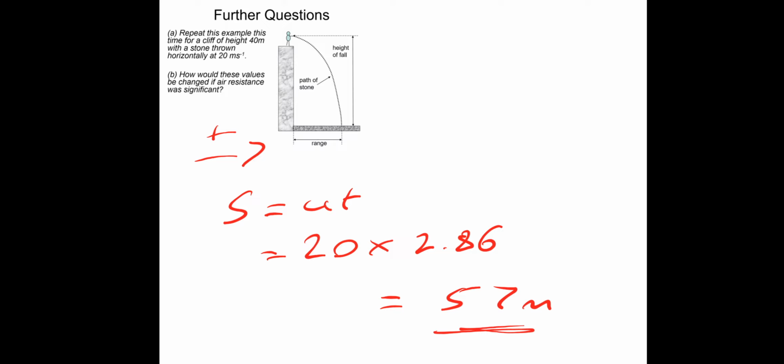Part B, how would these values be changed if air resistance was significant? There'd be a slight force acting upwards, so the stone would take longer to fall. And there would also be air resistance horizontally, so the range would be decreased. It's a common question that they tag on the end of exam questions, this one. But it's pretty straightforward. Okay, let's move on.